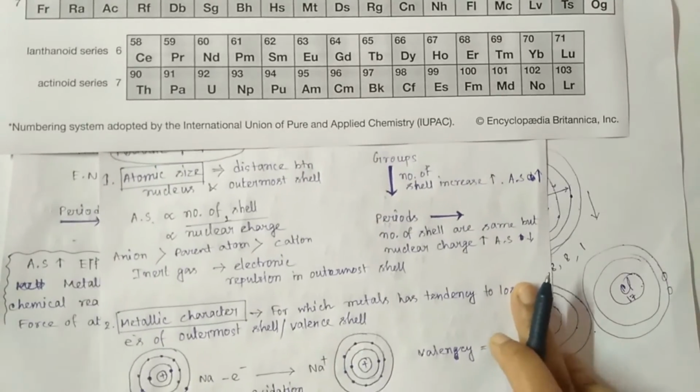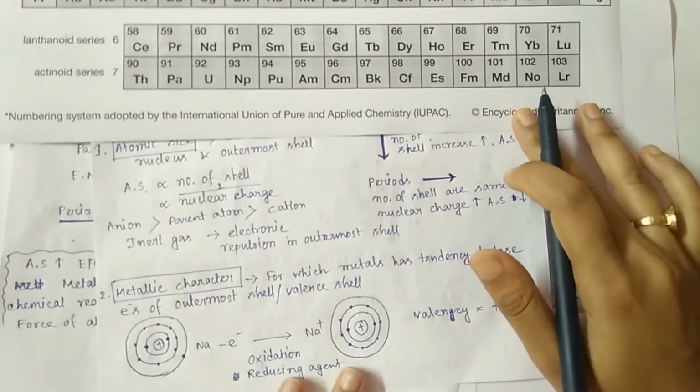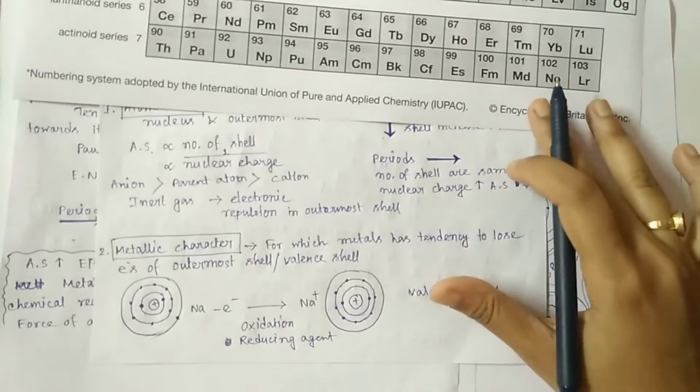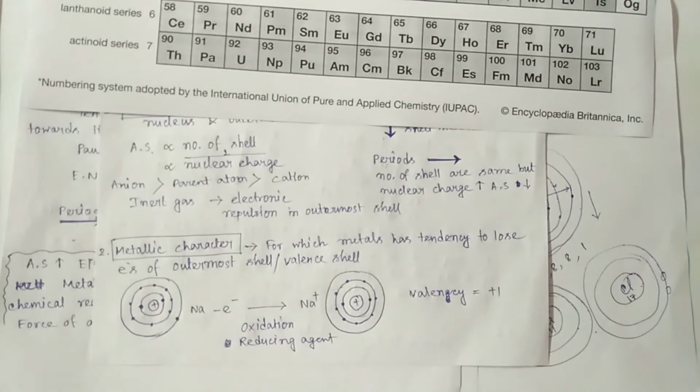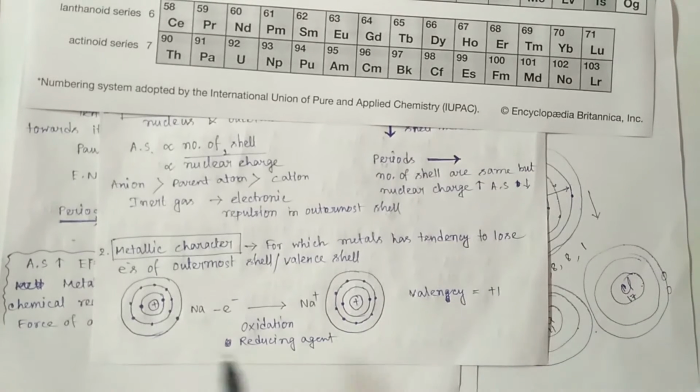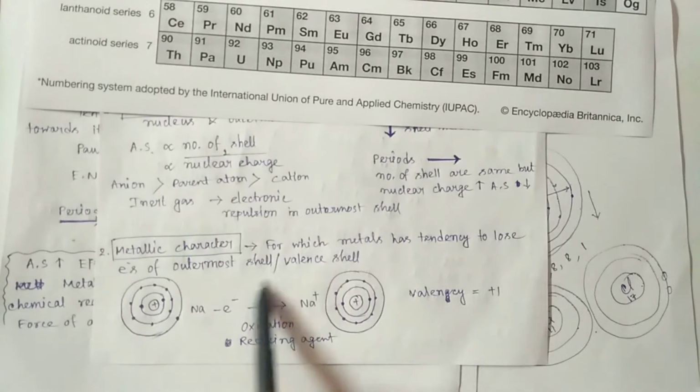Okay, so now I told you previously that I will tell you everything about metals and non-metals. So what is metallic character and non-metallic character? Metallic character is the tendency of a metal to lose electrons of its outermost shell or valence shell. The valence shell is our outermost shell.